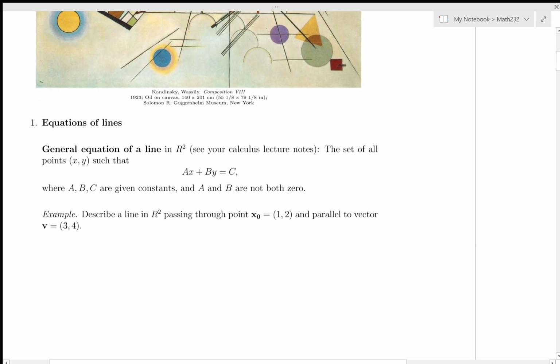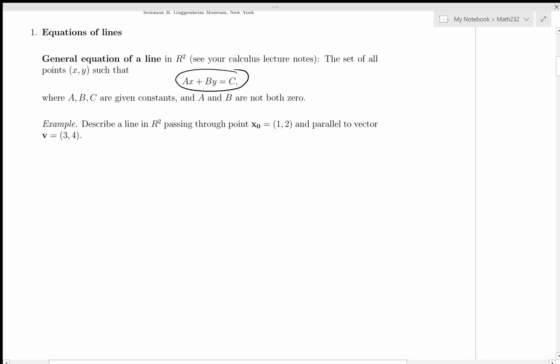So the general equation of a line in R2, as you will see if you check back with your calculus notes, is the set of all points that satisfy this equation where A, B, and C are constants and A and B are not zero. So let's get an example and phrase this a little differently. We're going to describe a line in R2 passing through the point 1, 2 and parallel to the vector 3, 4. Let's draw a picture of what that looks like.